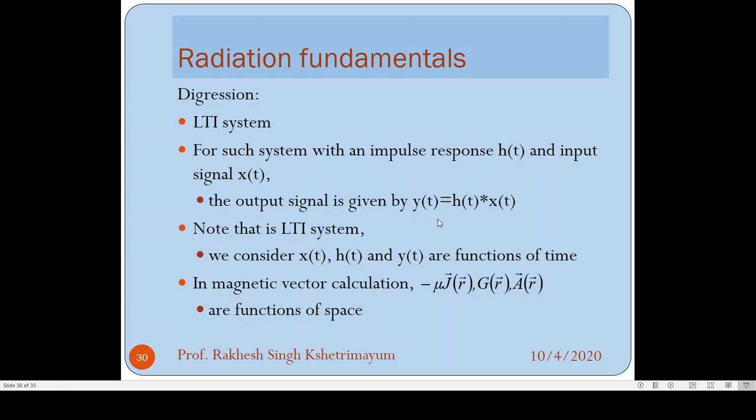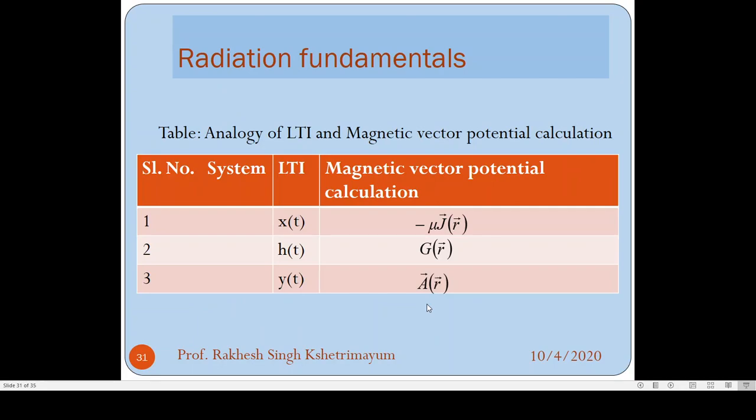Similar things we are doing here. One major observation you can make is that for the LTI system, all the functions were time dependent: y is time dependent, x is time dependent, h is time dependent. But here the current density is space dependent, the Green's function is space dependent, and the magnetic vector potential is also space dependent. So let us look at the analogy between the LTI system and the magnetic vector potential calculation. The input for the LTI system is x(t); for the magnetic vector potential calculation it is minus mu J. The impulse response for the LTI system is h(t); here it is the Green's function. For the LTI system the output is y(t), and the final output we are calculating is the magnetic vector potential.